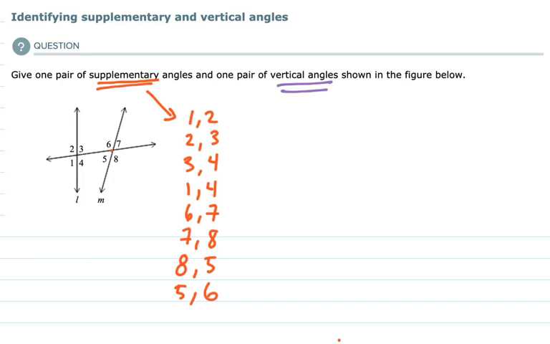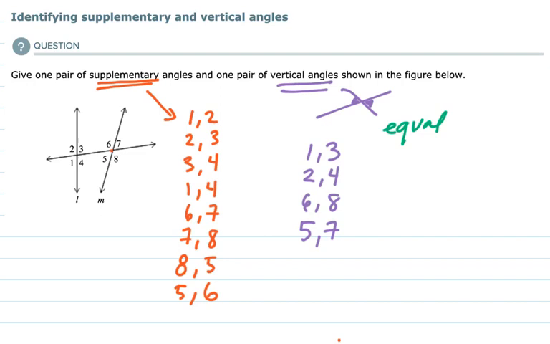Again, there's many, many choices. Vertical angles are, if you remember, they're opposite one another, like this. So we can say 1 and 3 are vertical angles, 2 and 4 are vertical angles, 6 and 8 are vertical angles, or 5 and 7. Many choices for angles that are opposite each other. And as you remember, vertical angles, let's write this, they have equal measure. Whatever the measurement for angle 1 is going to be the same measurement for angle 3, and so on. Supplementary angles, if you remember, they add up to 180.